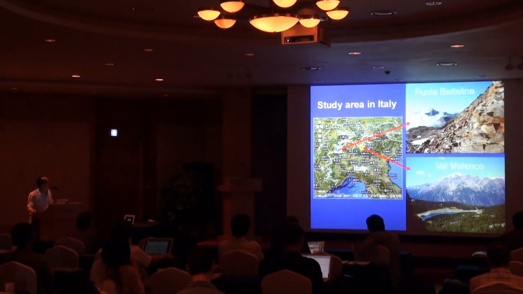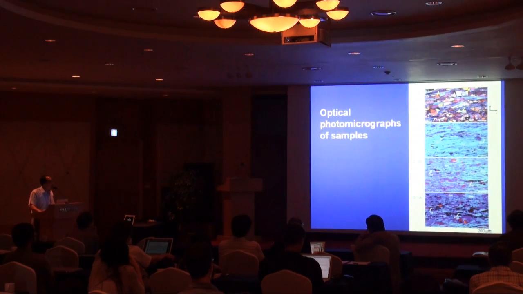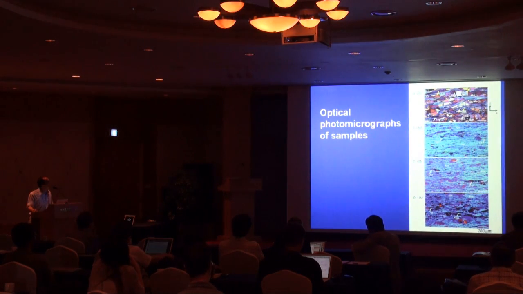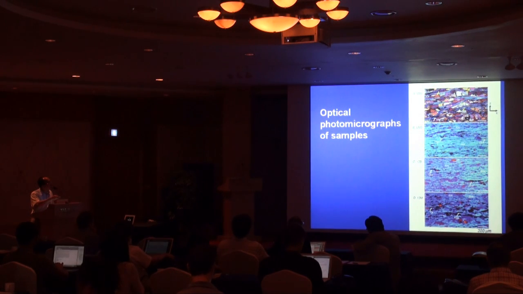I collected samples from two localities, one from Punta Rolina, northwestern part of Italy. The other one is northern Italy, the Val Malenco area. This figure shows optical photomicrographs of samples. The top two samples are from Val Malenco. The top sample shows a serpentine content of 40%. Serpentine is shown as a blue color here. There are olivine and also some diopside and minor magnetite in it.